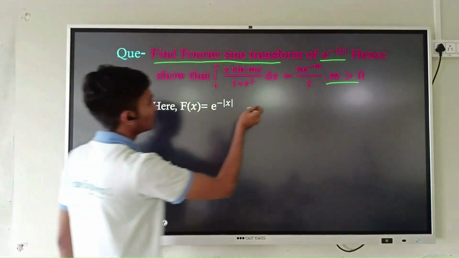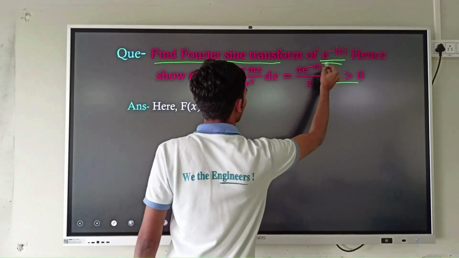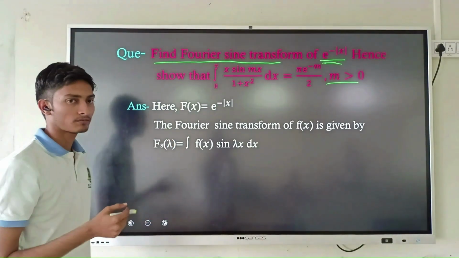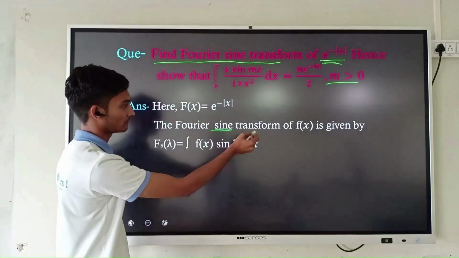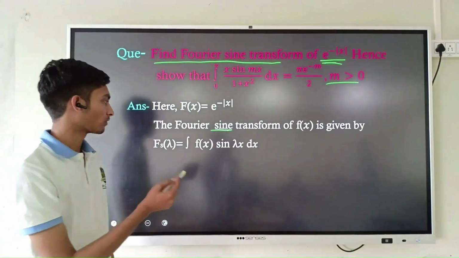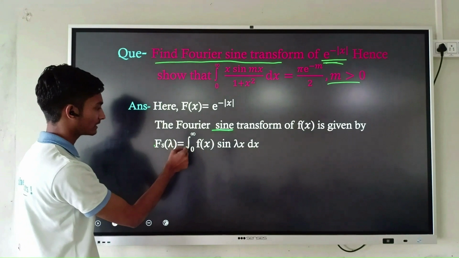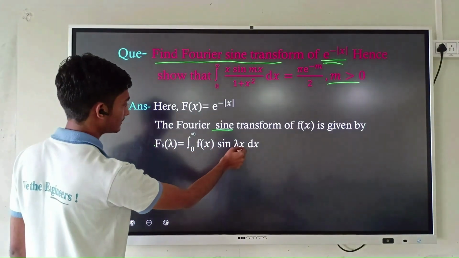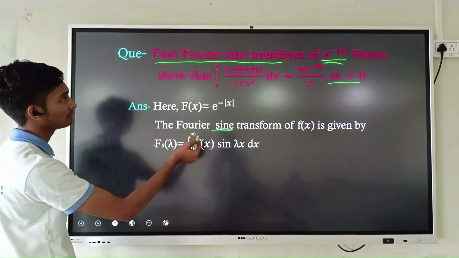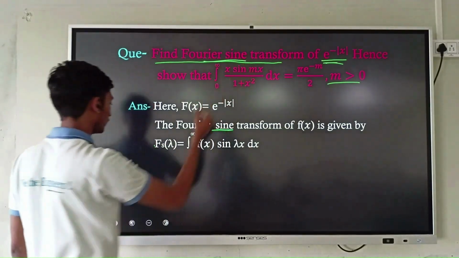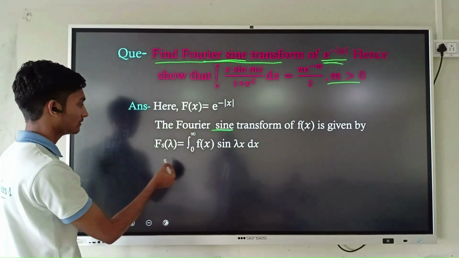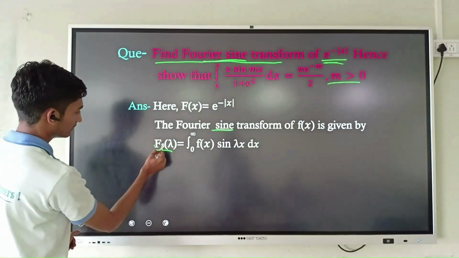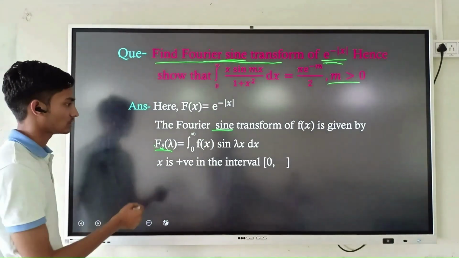First of all, whichever function is given to us, let's write it here. And then, by using the Fourier sine transformation formula, f_s of lambda is equal to the integration from 0 to infinity of f of x sine lambda x dx. Here they have given us a Fourier sine transformation, so we use the Fourier sine transformation formula, representing it by s over here.